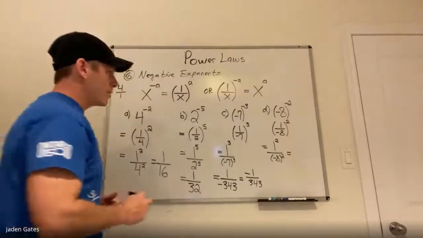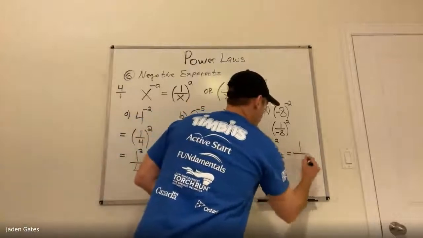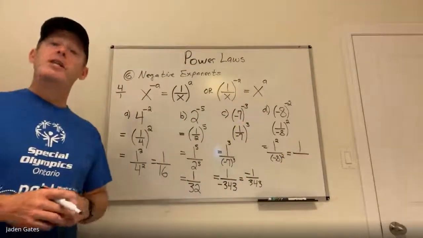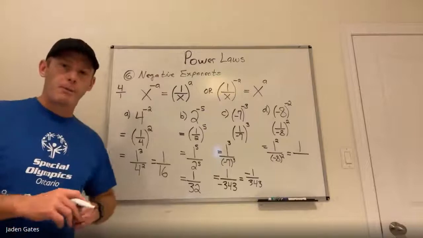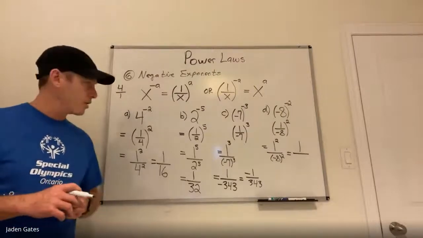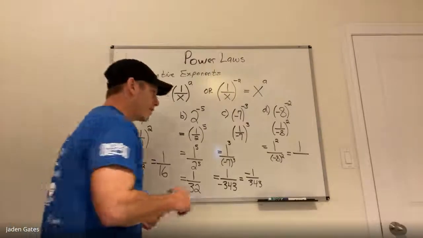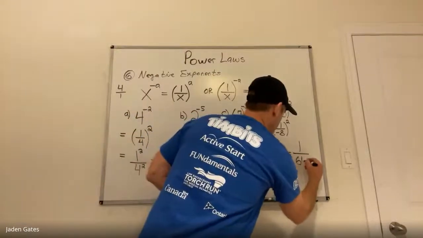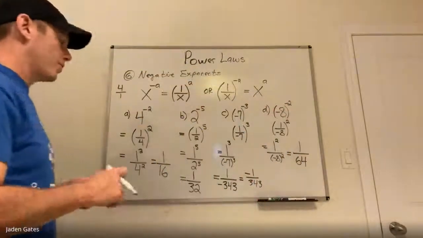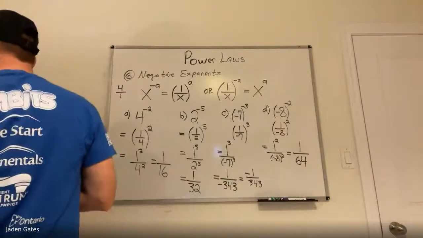Again, 1 squared, 1. Negative 8 squared, so that's a negative times a negative. I know that's tricked a few people up in our last couple of units, but when you have a negative times a negative, you end up with a positive, and so our final answer is 1 over 64.